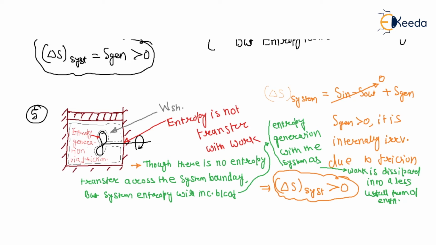What is the meaning of entropy generation? Entropy generation is solely responsible for the useless form of energy. The higher the useless form of energy, the higher the entropy generation. The lower the useless energy, the lower the entropy generation. And if the process is reversible, then maximum work will be developed by the system during the expansion of the boundary.